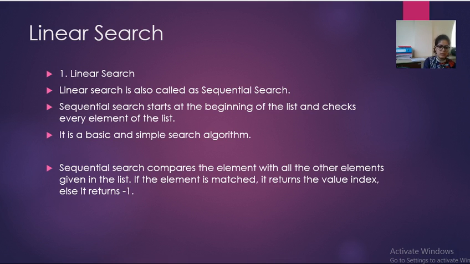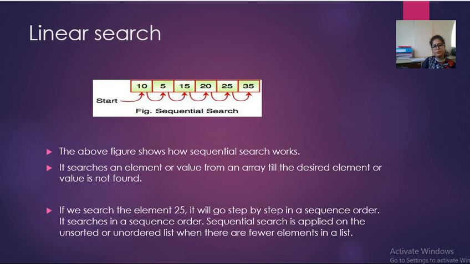Now I have taken one example to explain the concept of linear search. For example, we have a list of 6 numbers. These are the elements in the list: 10, 5, 15, 20, 25 and 35. These are all stored in an array data structure. Say we want to search for element 25. We want to check whether 25 exists in the list or not. What is the procedure? The item that you have to search is 25.